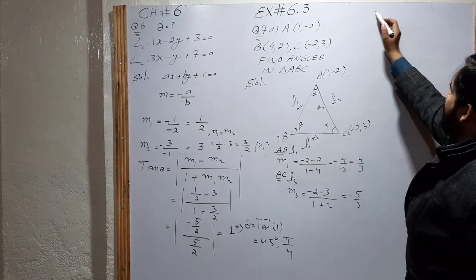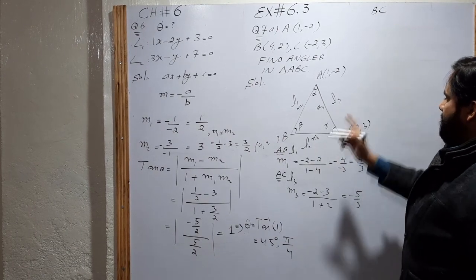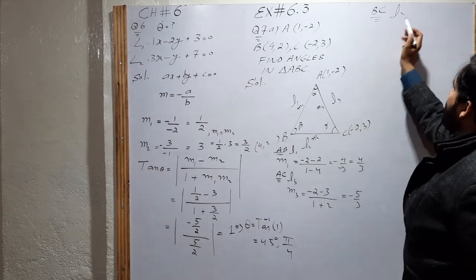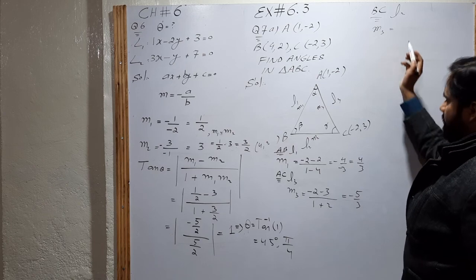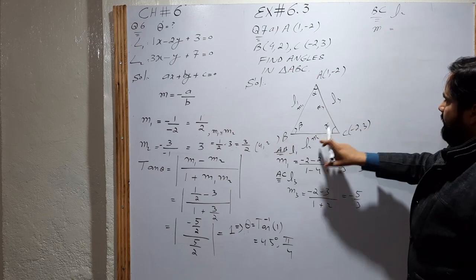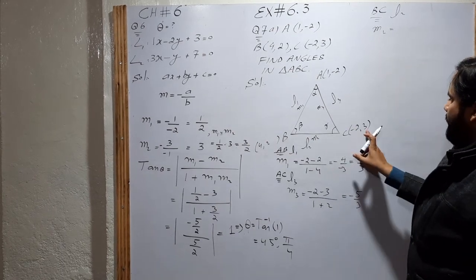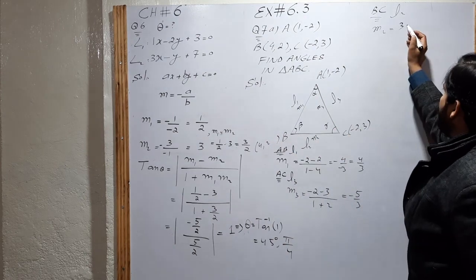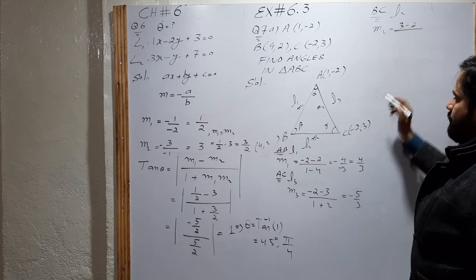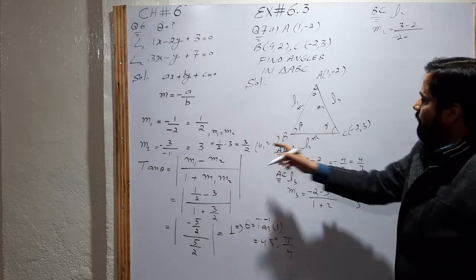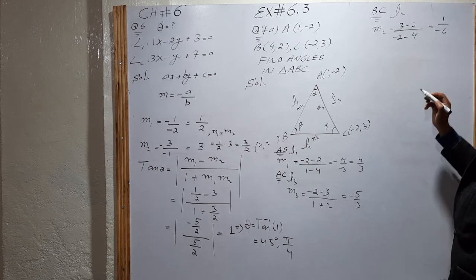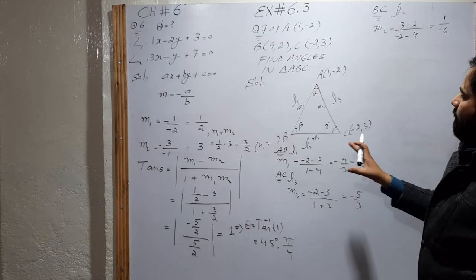Similarly, the slope m2 for BC, and this is line 2, so y2 minus y1 over x2 minus x1. After simplification this is 1/6. So we can easily find alpha, beta, gamma.